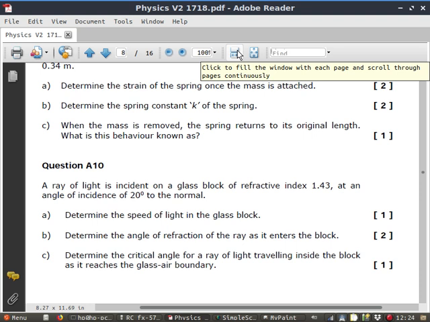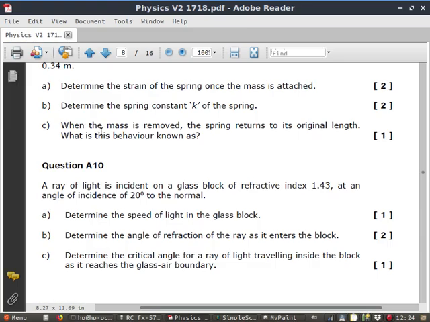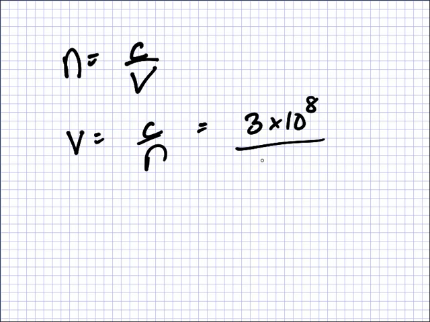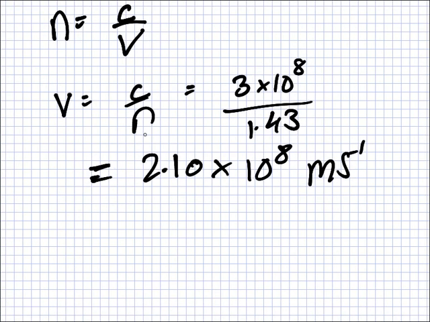Okay, let's have a look. So the first one, what formula do you use? Use the formula N equals C over V. And they want the V, so V equals C over N. That's 3 times 10 to the 8 over 1.43. And what do you get? 2.10 times 10 to the 8. Did you get that? Good job, Khalifa. Ben, did you get that?